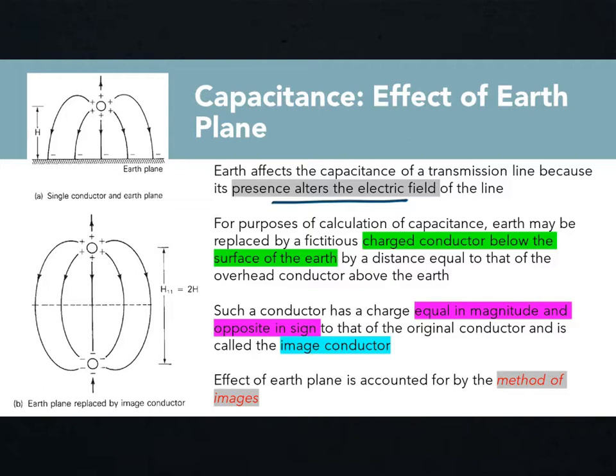Because of the presence of the electric field of the earth itself. Okay? So, kasi nga, there's an assumption that the earth is a conducting plane. Okay? So, the presence of earth is altering the electric field of transmission lines. Okay? Specifically, affecting the capacitance.